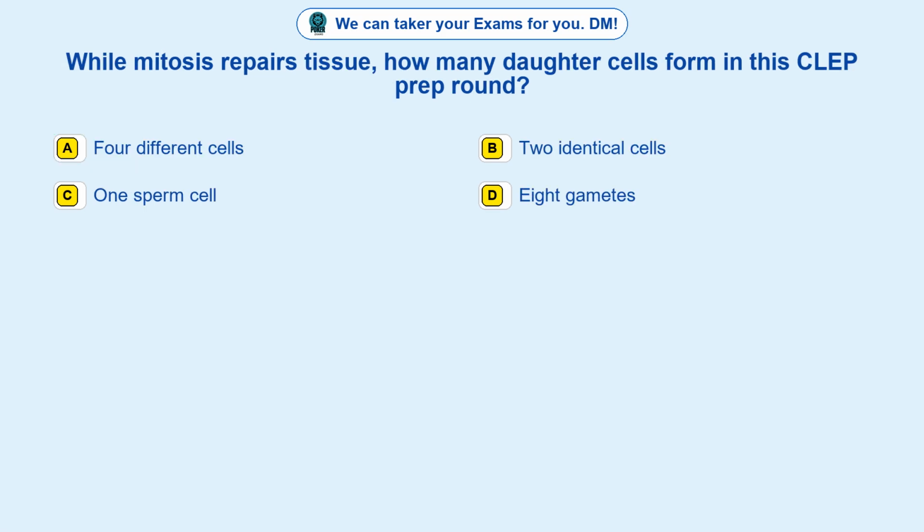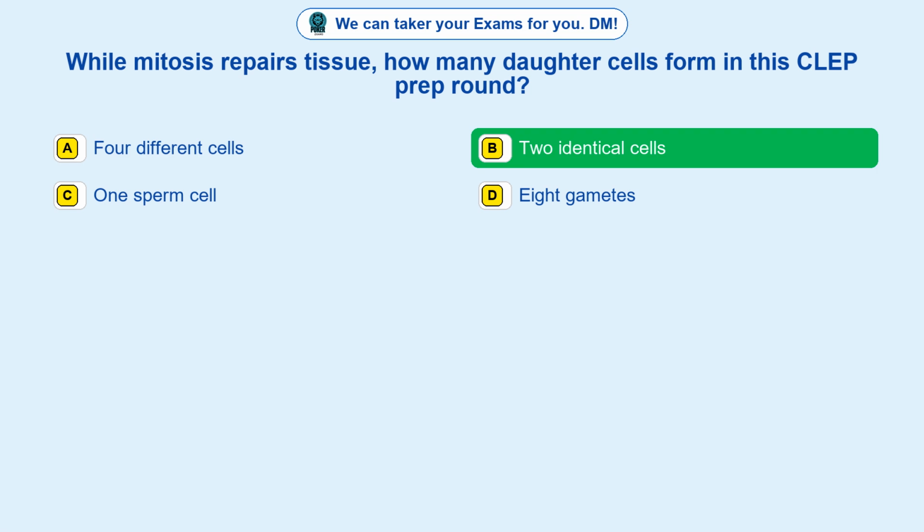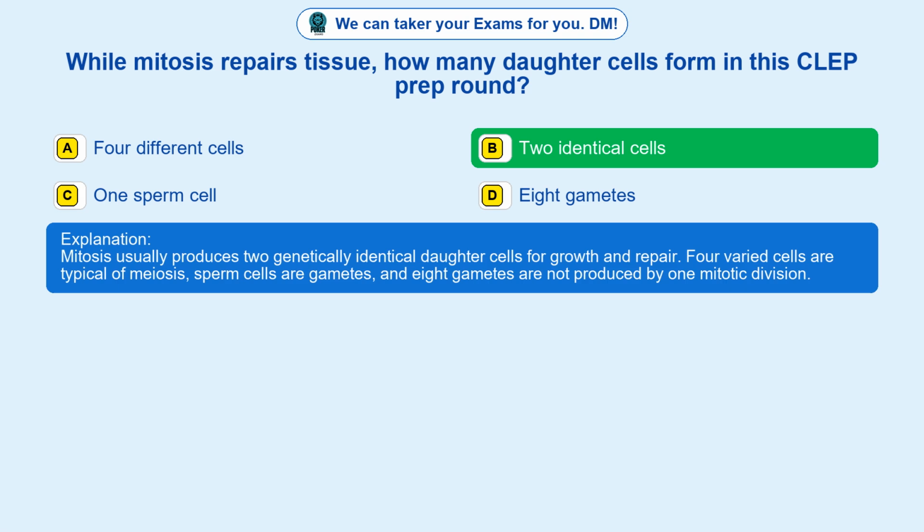Question 24. While mitosis repairs tissue, how many daughter cells form in the CLEP prep round? Option A, 4 different cells. Option B, 2 identical cells. Option C, 1 sperm cell. Option D, 8 gametes. The correct answer is option B, 2 identical cells. Mitosis usually produces 2 genetically identical daughter cells for growth and repair. 4 varied cells are typical of meiosis, sperm cells are gametes, and 8 gametes are not produced by one mitotic division.